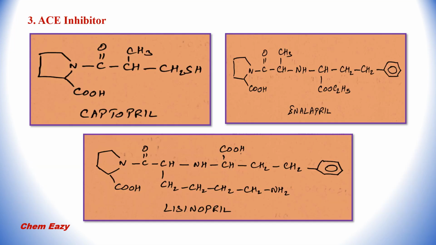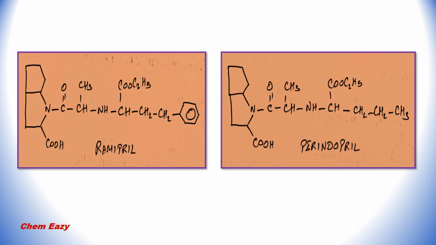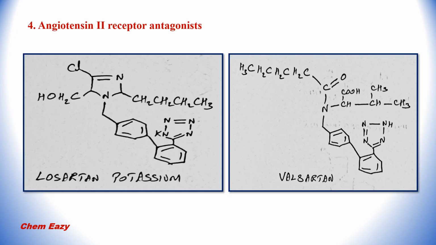Next class is angiotensin converting enzyme inhibitors. This is the structure of captopril, enalapril, lisinopril, ramipril, and perindopril. Fourth category is angiotensin 2 receptor antagonists. Under this category, this is the structure of losartan potassium and this is valsartan.